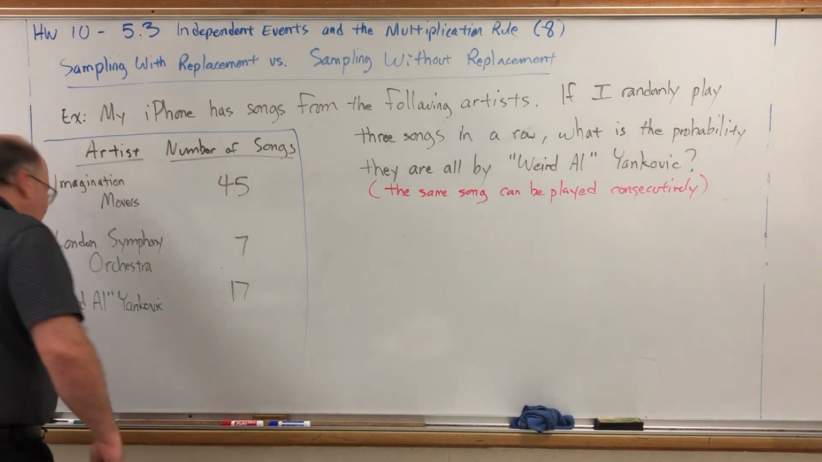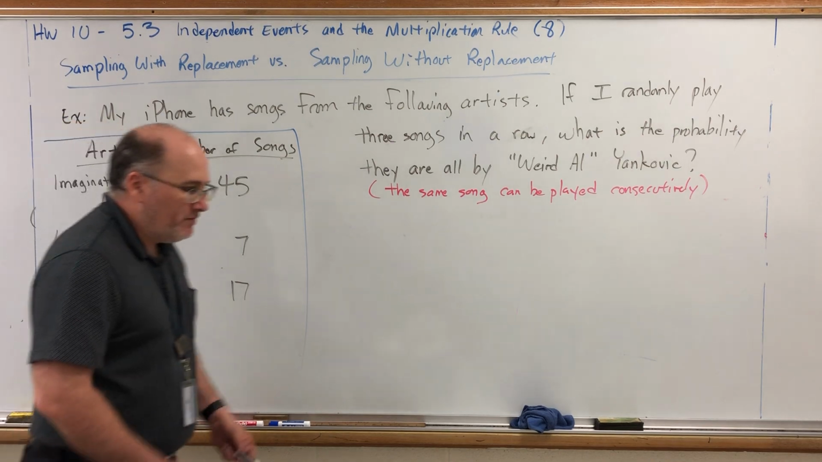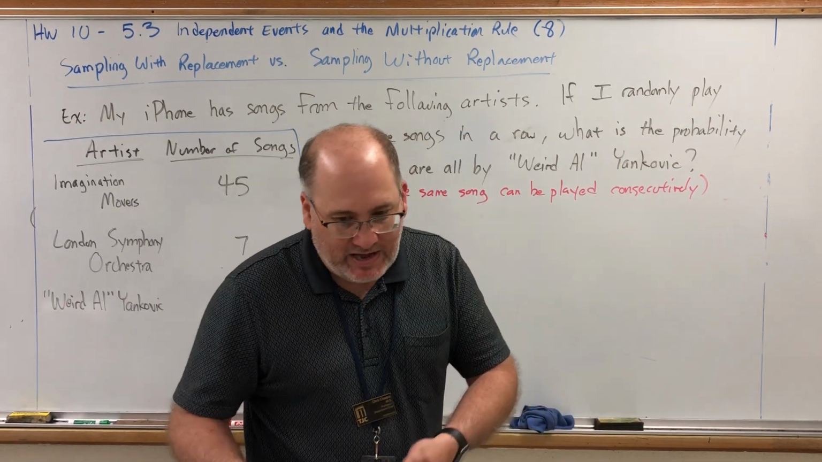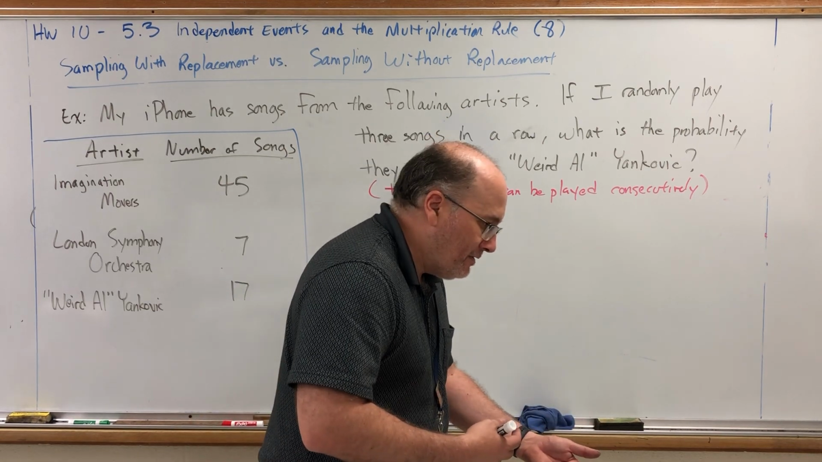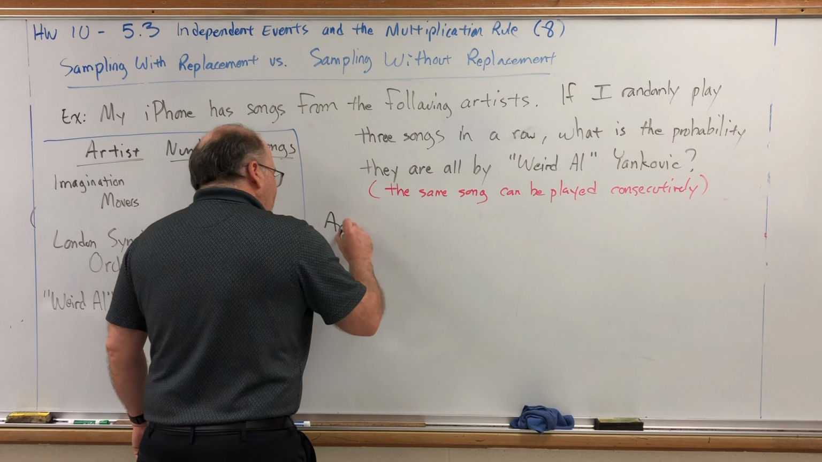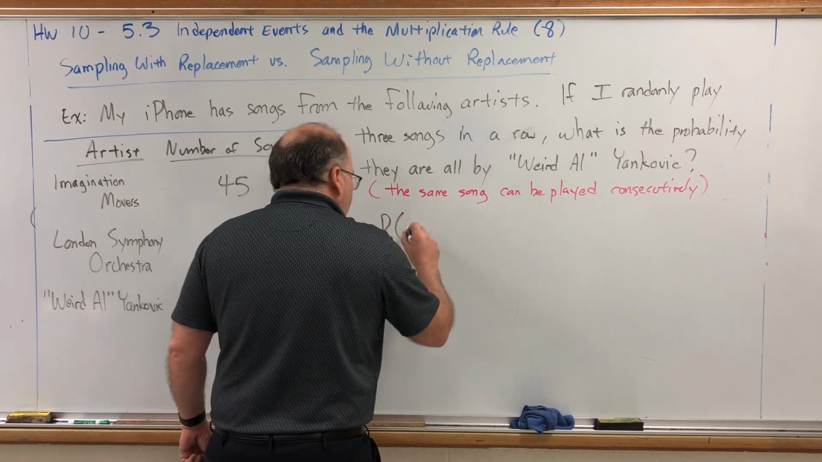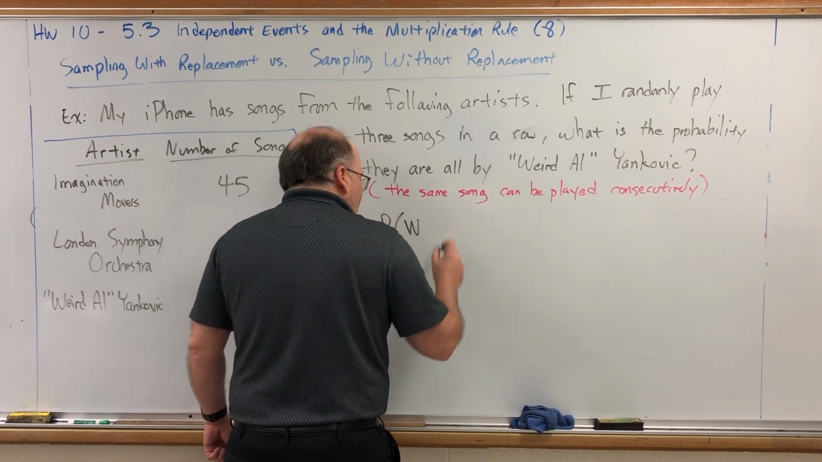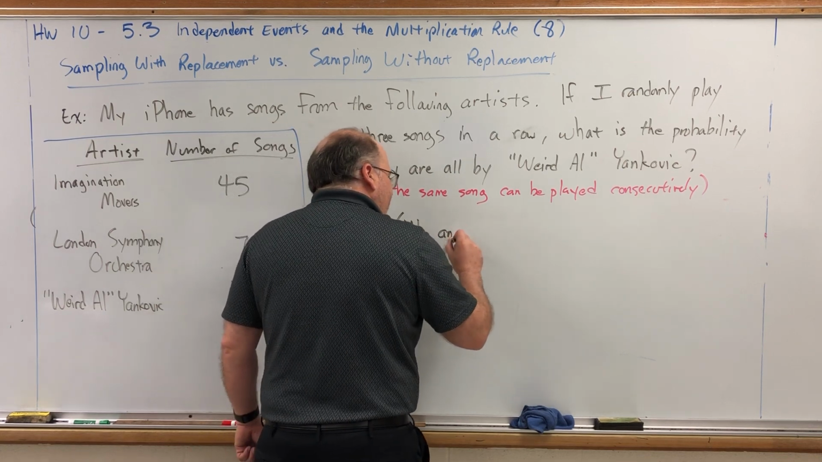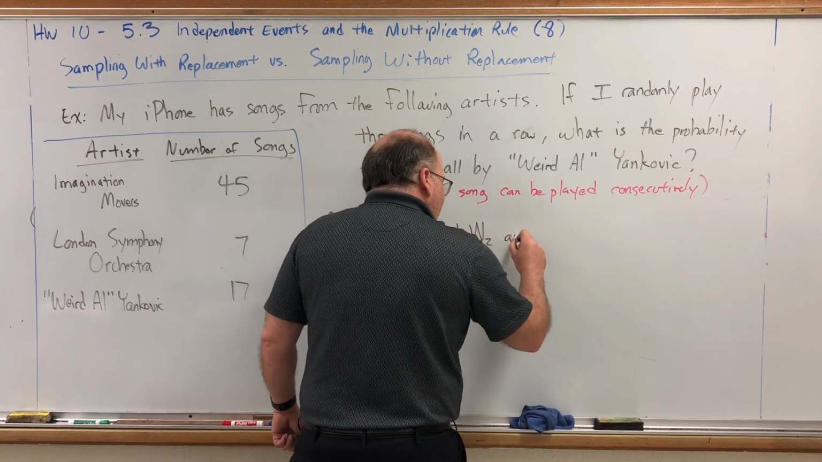In this case, this would be considered sampling with replacement. It's not like I take a song out and now I can't choose it again. I take a song out, I play it, I put it back in, and then I can play it again. So let's take a look at it. Let's just use W for Weird Al. So the probability that the first song is from Weird Al, and the second, and the third.